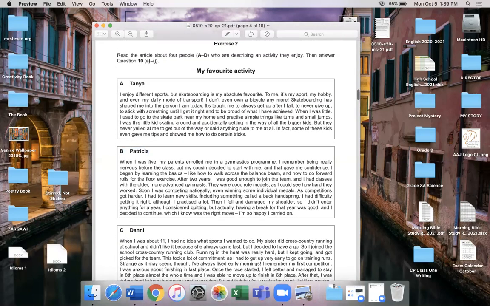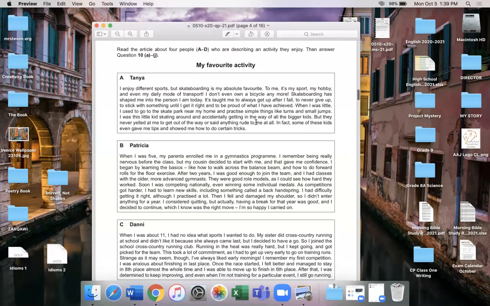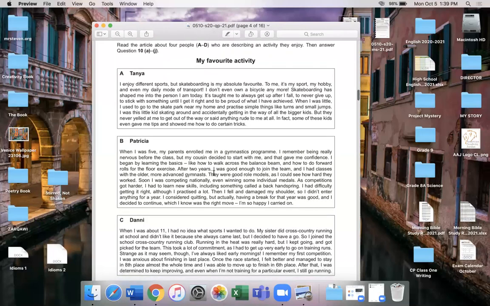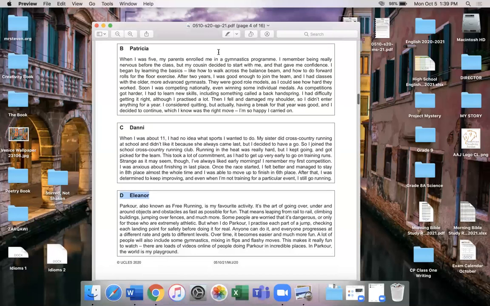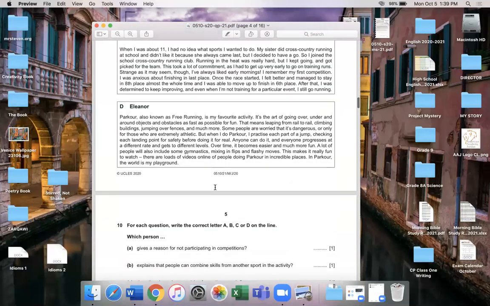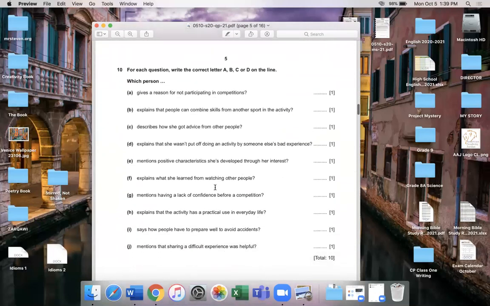And so basically your job is to read through each of these descriptions of who they are. Who is Tanya? What do we learn about Tanya and her favorite activity? Then we read through Patricia. What do we learn about Patricia's favorite activity? The same with Danny and the same with Eleanor. Then we need to answer all of these questions. Okay, 1, 2, 3, 4, 5, 6, 7, 8, 9, 10. A total of 10 points, 10 questions.